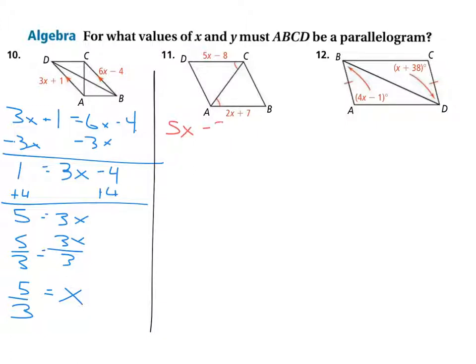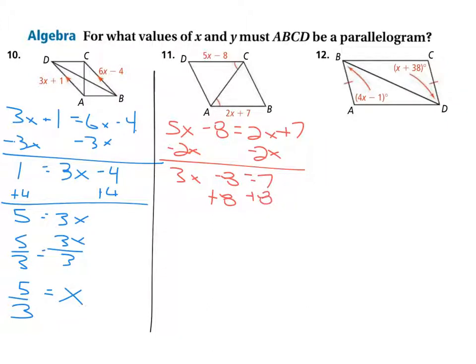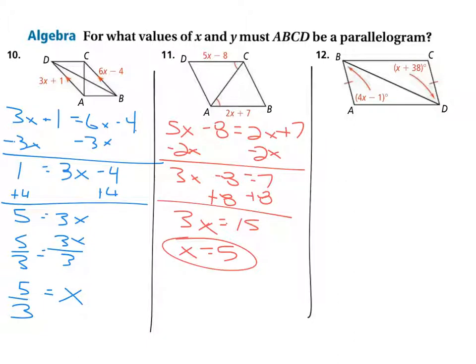So we say 5x minus 8 is equal to 2x plus 7. Minus 2x, 3x minus 8 equals 7. And if we add 8, 3x equals 15, or x equals 5. I skipped a step there, dividing. You should do it whenever you're showing your work. But that's all we have to do. We have to find the value of x because there was no y in that one.